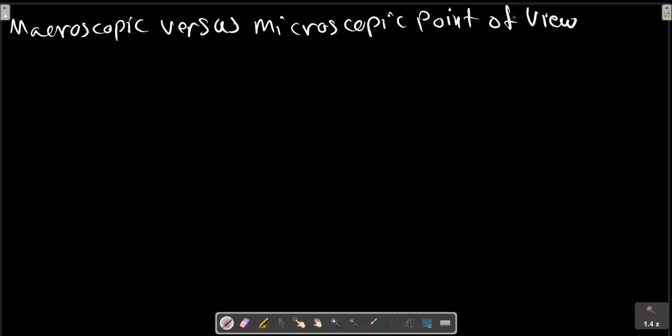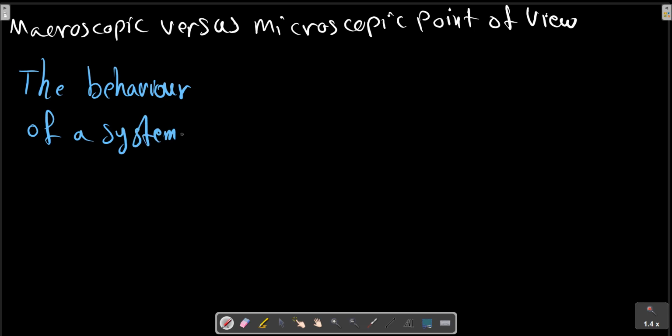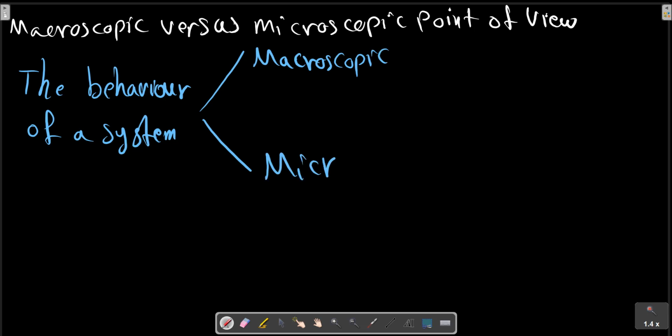The behavior of a system may be investigated from either a macroscopic or a microscopic point of view. Let us briefly describe a system from a microscopic point of view.